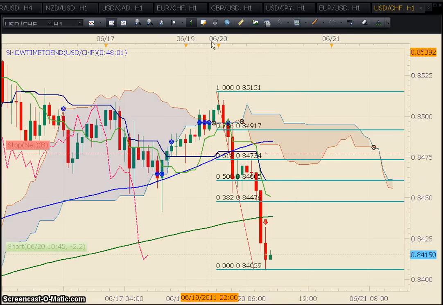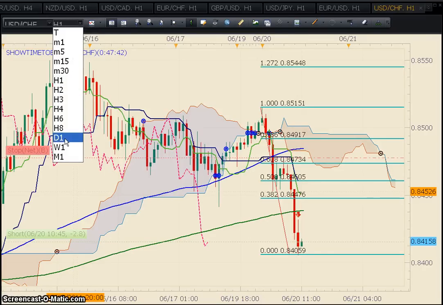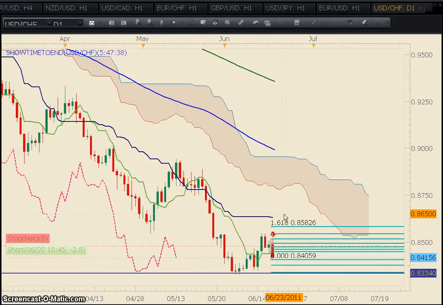Now, for my profit targets, I could either wait for another TK cross, a bullish cross, and then I'll get out of the market, or I can wait for price to cross and close above the Kijun. That's another place that I could get out. That's another sign to get out. But a lot of times I like to do this. Let me show you here.